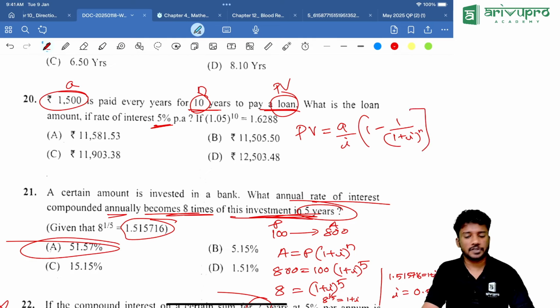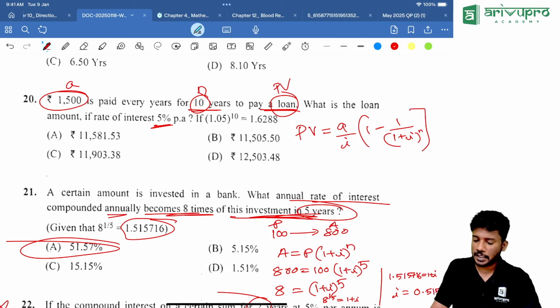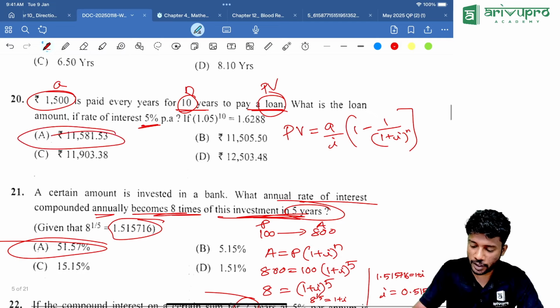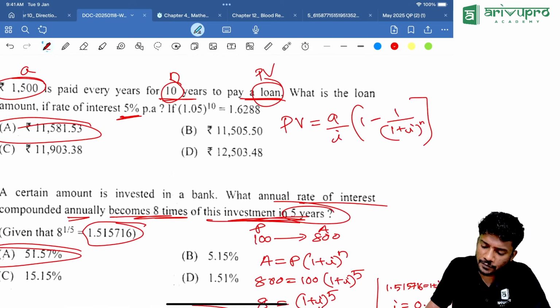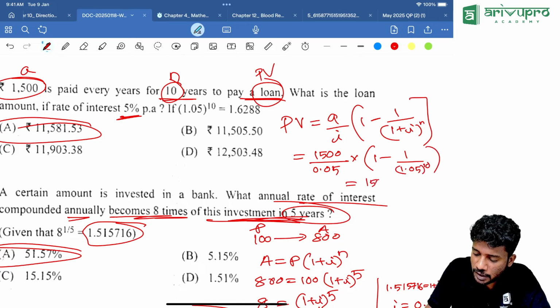Get me the answer. Either you will get it directly or by GT method. 11,581.53 direct. How are you going to use this? If you are following normal method, 1,500 divided by 0.05 into 1 minus 1 divided by 1.05 the whole power 10. The entire values are given. So 1,500 divided by 0.05 into 1 minus 1 divided by 1.6288.